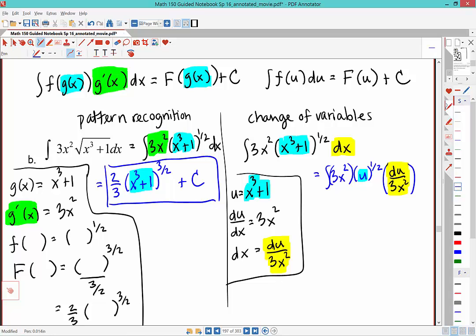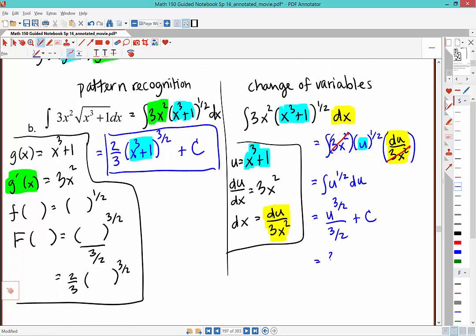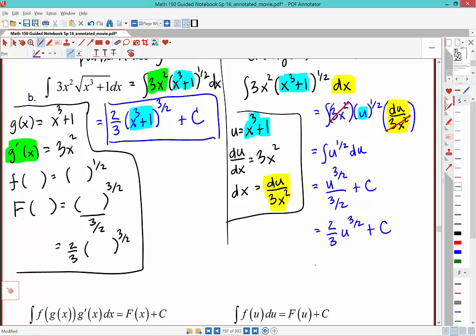So now, using our integration formulas, or no, actually, do you see that we can completely divide out the 3x squareds? And then when we rewrite this integral, it's completely in terms of u. Okay, so far? So now, using our formulas, we're going to get u to the 3/2 over 3/2 plus c, which is 2/3 u to the 3/2 plus c. And don't forget to back substitute, and you'll get 2/3 times x cubed plus 1 to the 3/2 plus c.